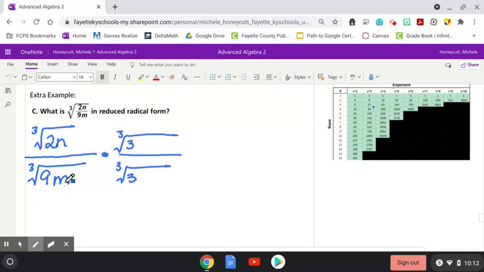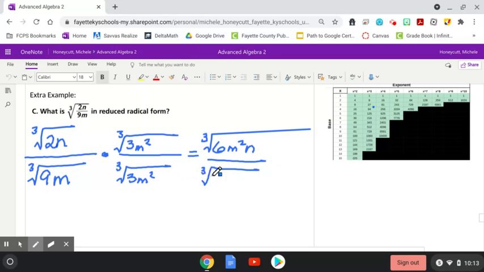I also need to make m become m cubed so I can multiply by m squared. Now this time I'm doing it all in one step, so I don't have to do so many steps. All right, so now the numerator is going to look like the cubed root of 6 m squared n over the cubed root of 27 m cubed. So now my denominator is 3m. My numerator, cubed root 6m squared n.